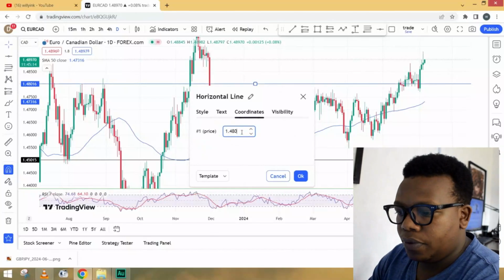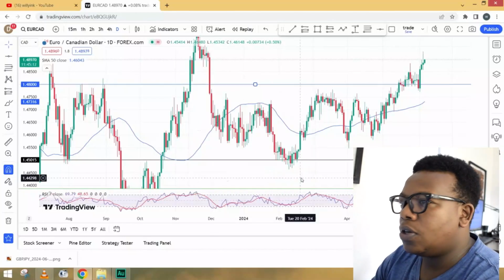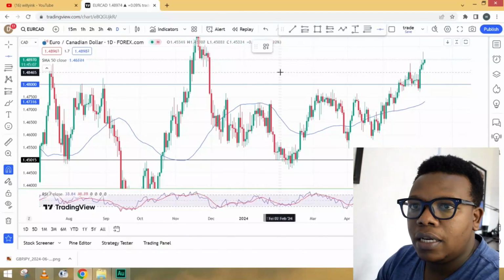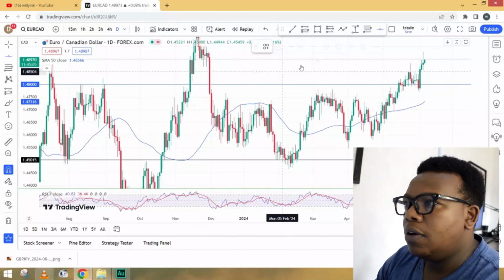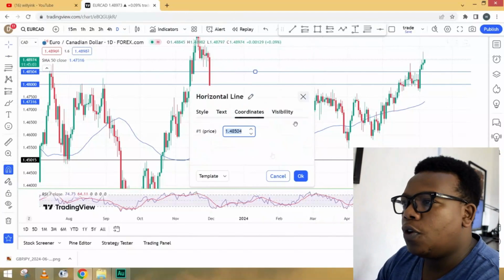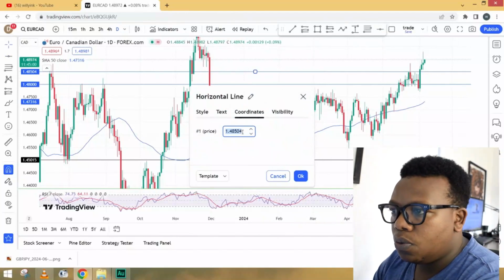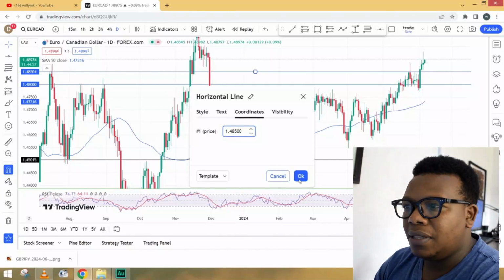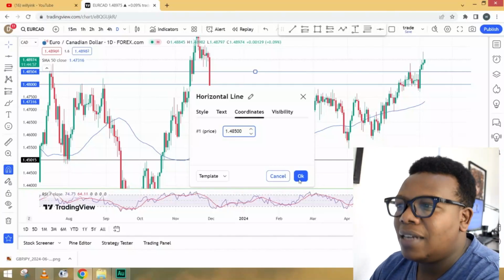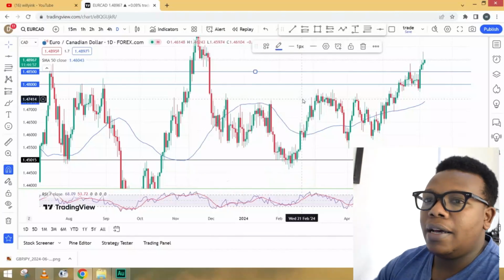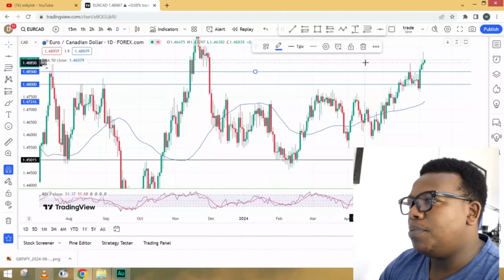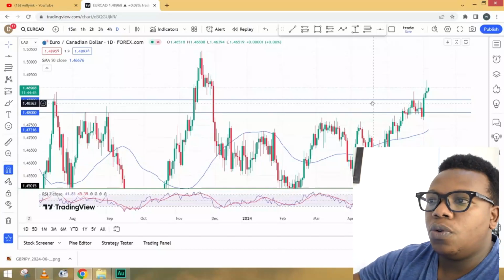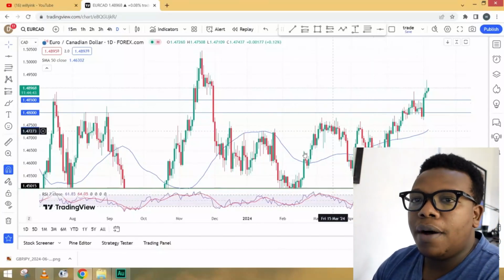So I'll start by drawing my psychological levels, and then I'm going to add another psychological level at 1.48500. What you normally do is keep adding. That is around 50, that's around 100, that is around 500 pips. Keep adding 500 pips. I normally prefer having at least 2 psychological levels below where the market is and 2 above where the market is.